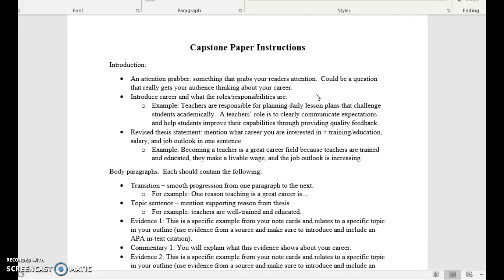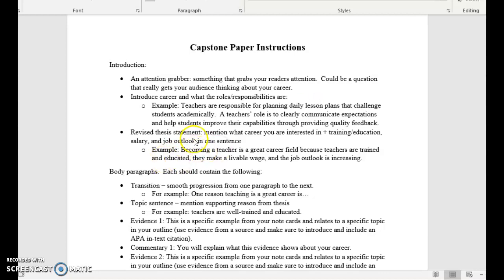Then you're going to put your thesis statement. Again, remember guys, in your thesis statement, you are mentioning what career you're interested in. You're going to mention the training or the education, the salary, and the job outlook. But the main thing to keep in mind here is that you are not giving specific numbers, right? Because you don't want to give away your entire paper before you actually write it. So you're just going to give generalized information.